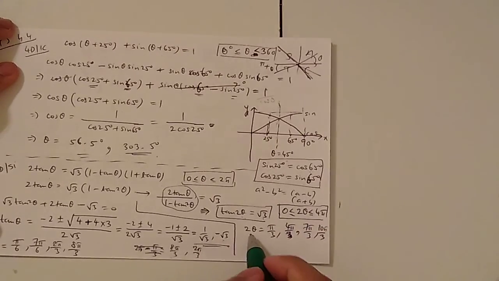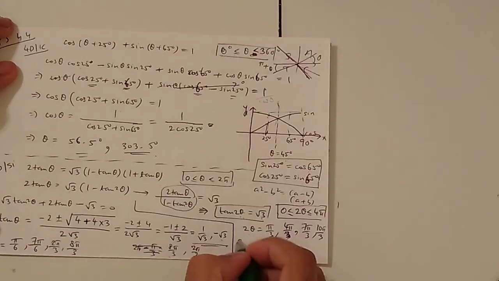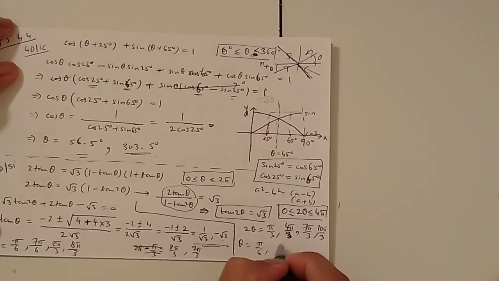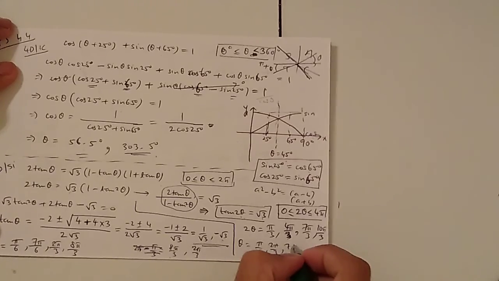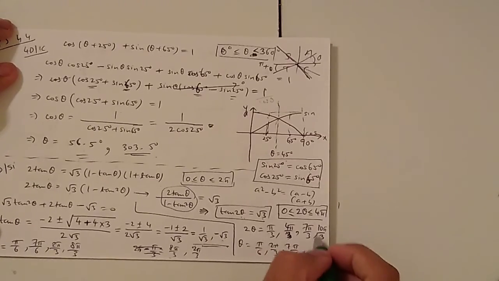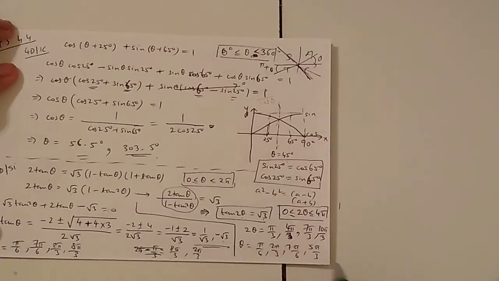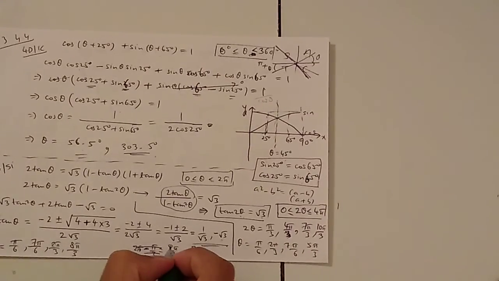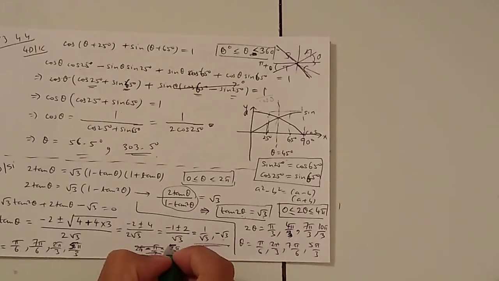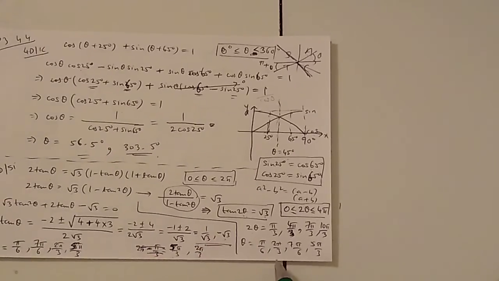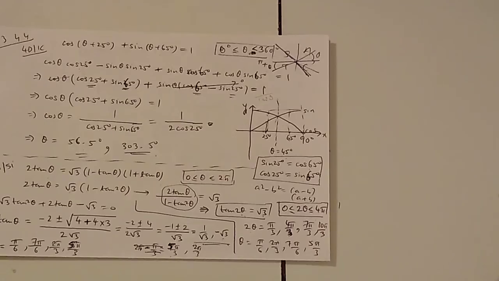Okay, now let's divide both the answers by 2. We'll get pi by 6, 2 pi by 3, 7 pi by 6, and 5 pi by 3. Okay, this was actually 5 pi by 3. I did a calculation error over there, so this was 5 pi by 3. Now notice that in both these cases the answers are the same.